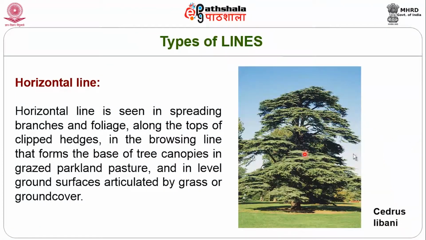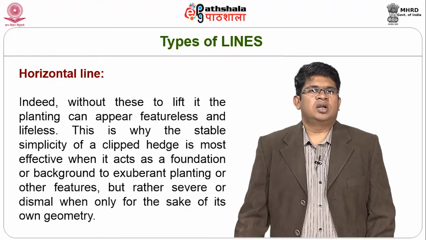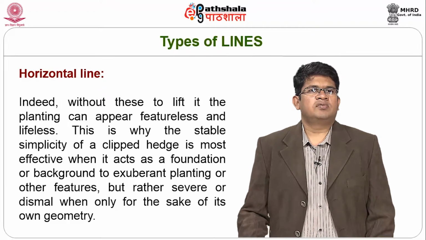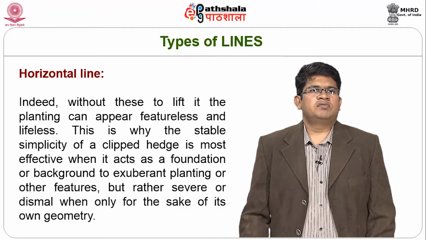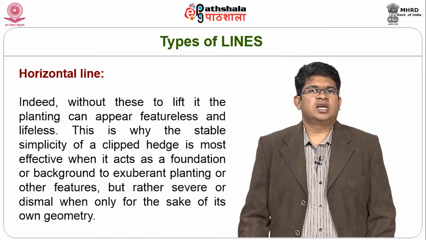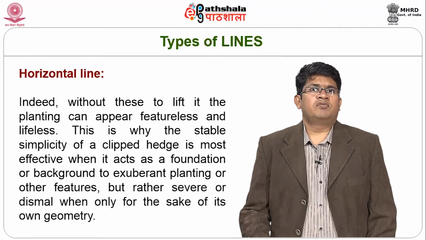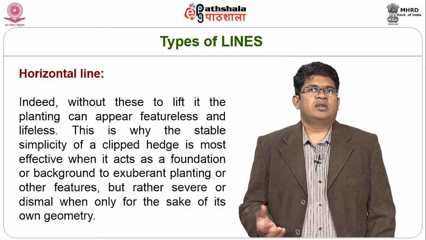Then you have the tablet form that we saw earlier, and these tablet forms are very strongly created by the horizontal lines of the branches and the foliage along the top of the clipped hedges. So, these are the branches of the foliage which are there, and the bounding line that forms the base of the tree canopy. So, very strong horizontal lines that decide the character of the plant itself. Without these to lift it, the planting can appear featureless and lifeless. And as we saw earlier, the tablet form gives a very stable kind of expression.